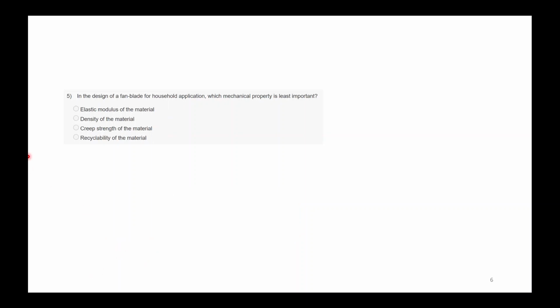Now question 5 is, in the design of a fan blade for household application, which mechanical property is least important? The options are elastic modulus of the material, density of material, creep strength of the material, or recyclability of the material? Answer will be creep strength of the material.